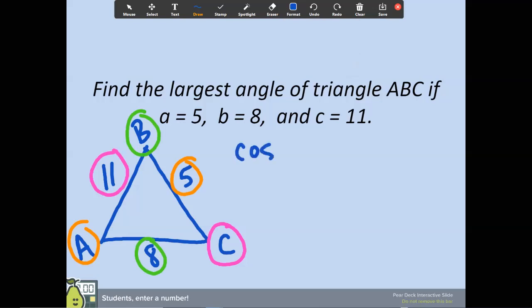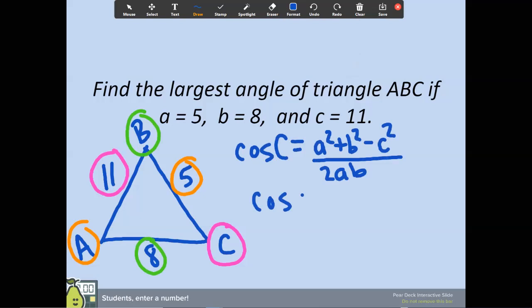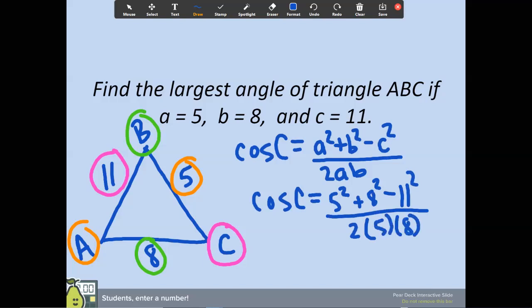So I'm going to start: cosine of C is equal to a squared plus b squared minus c squared, all over 2ab. Here really the one you're concerned about is the c, the 11. That's going to be the minus. So that's going to be 5 squared plus 8 squared, and my minus is going to be the 11 squared because it's across from my C, all over 2 times my a, which is the 5, and the 8. I can put this in my calculator. I'm going to do this in one big step. So C is equal to cosine inverse of that whole entire thing.